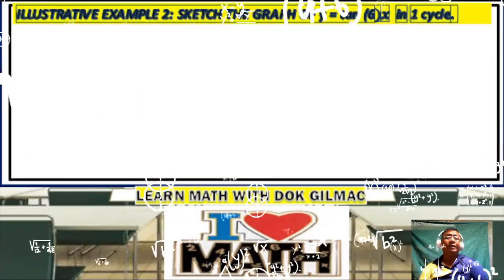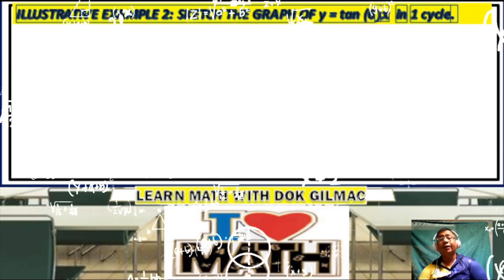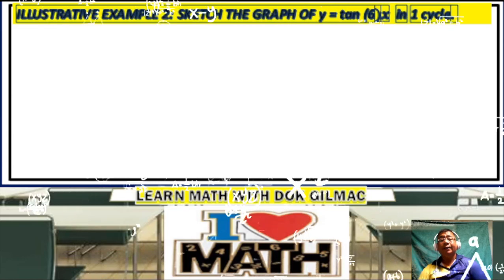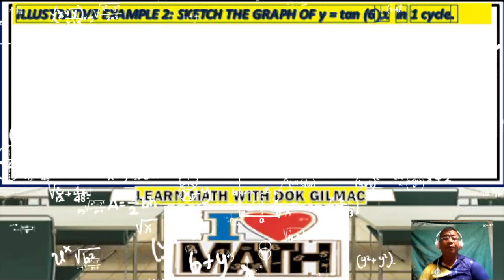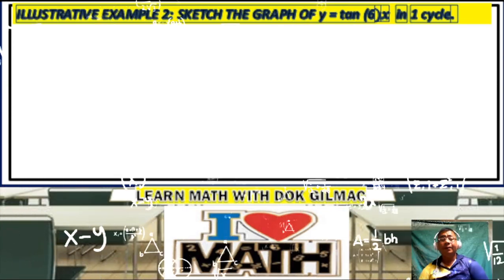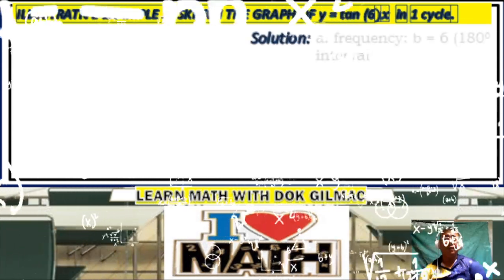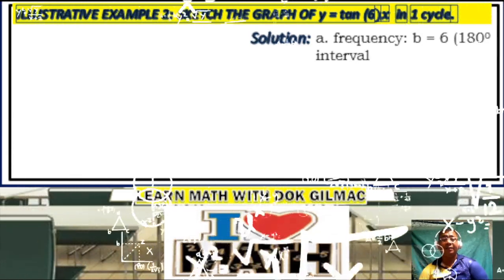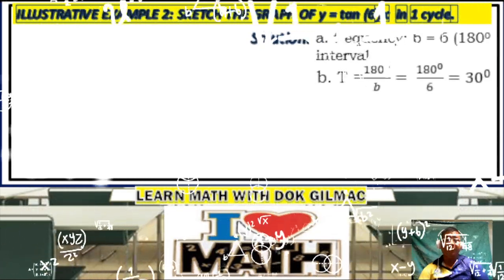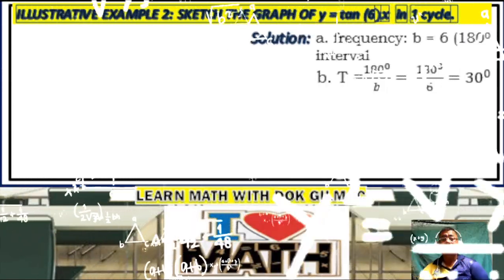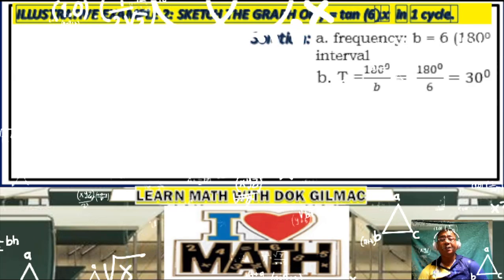Consider illustrative example number 2. Sketch the graph of y is equal to tangent 6x in 1 cycle. This time, I will be showing you the graph of y is equal to tangent 6x in only 1 cycle. The first thing we have to consider is the frequency. The frequency is just equal to 6 since the value of b is 6. And we compute for the period T, 180 degrees over 6, which is just equal to 30 degrees.